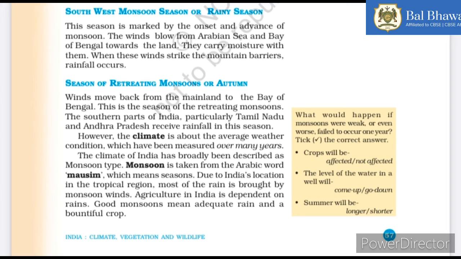However, climate is about the average weather condition. That means it is not too hot, not too cold, which has been measured over many years. The term monsoon is derived from the Arabic word mausim, which means seasons. Due to India's location in the tropical region, most of the rain is brought by monsoon winds. Agriculture in India is dependent on rains. A good monsoon means adequate rain and bountiful crops. That means India is dependent on good rainfall, and good rainfall results in good crops.